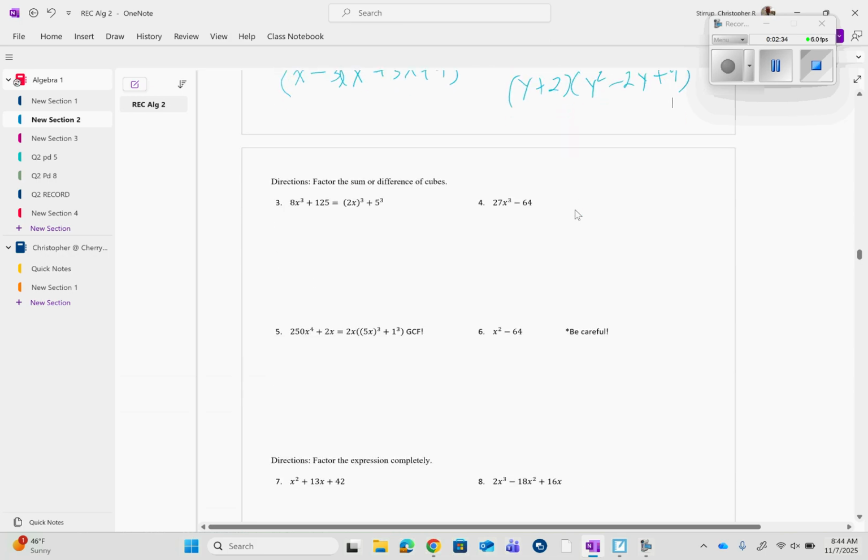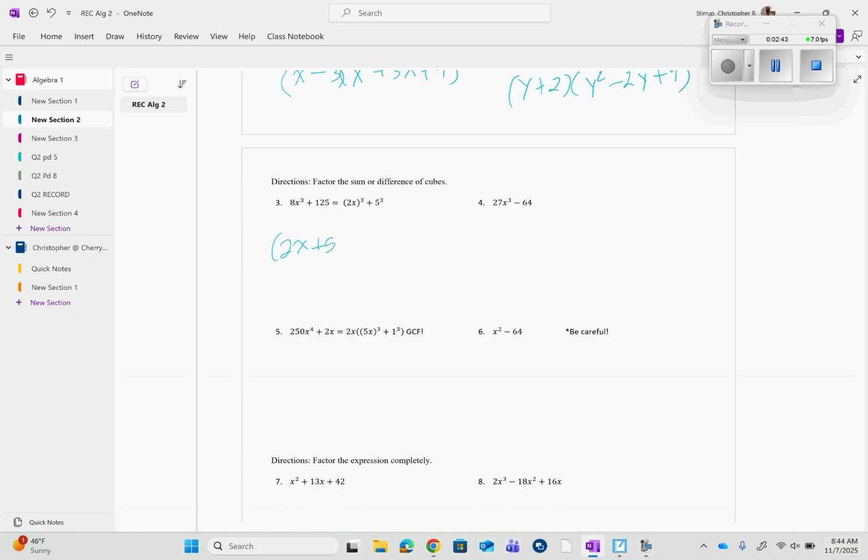So again, 8x to the third breaks down to 2x raised to the third. So I'm going to go 2x plus 5. 2x quantity squared is 4x squared. Multiply those together, let it subtract here, and then plus 25. This one's going to break down to 3x to the third minus 4 to the third. So we're subtracting, so I'm going to have 3x minus 4. 3x times 3x is 9x squared, plus sign on this one. Multiply the first and last, that's 12x plus 16.